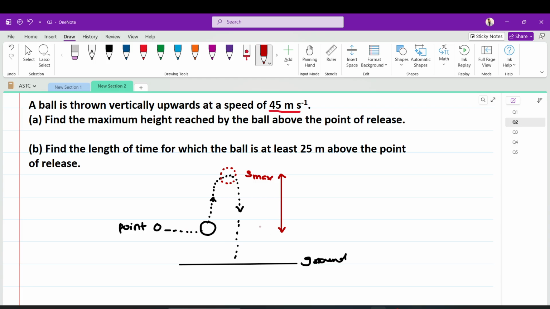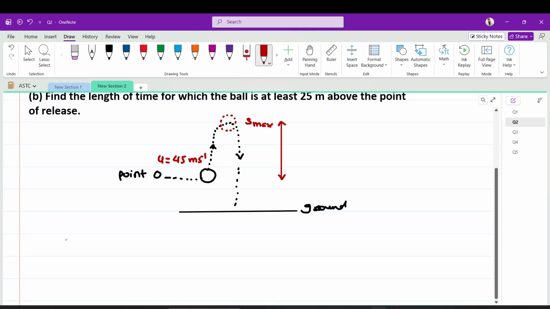All right, so we know that the initial velocity was 45 meters per second, and this is a question which is about vertical motion. So let's write down the data that is given to us. First of all, I'm going to take upwards as my positive direction.